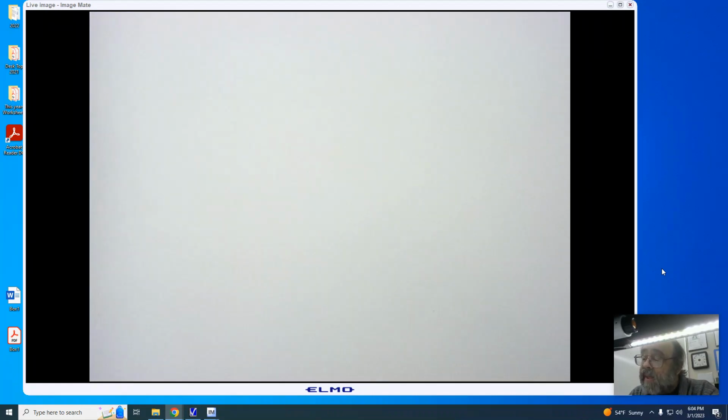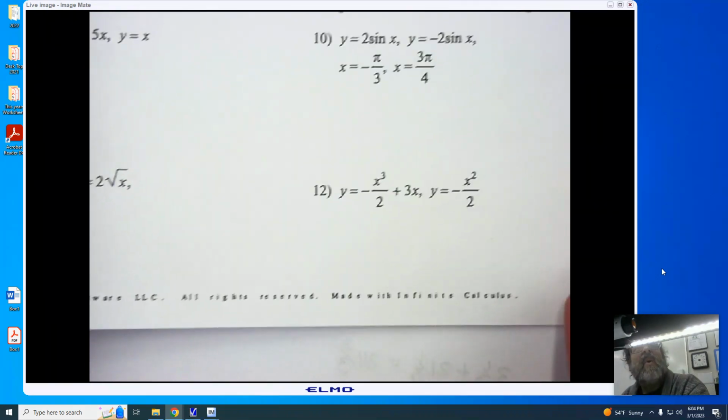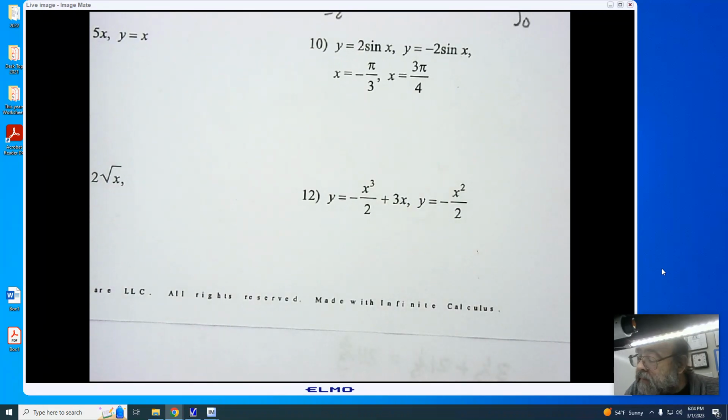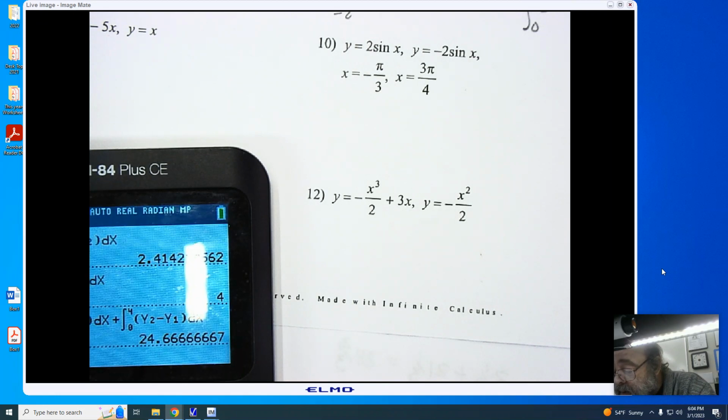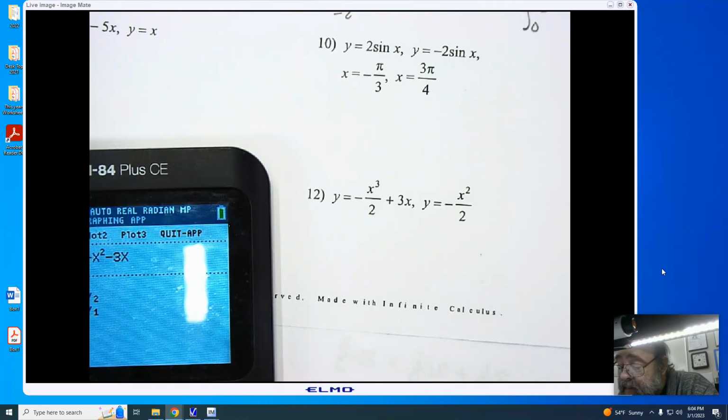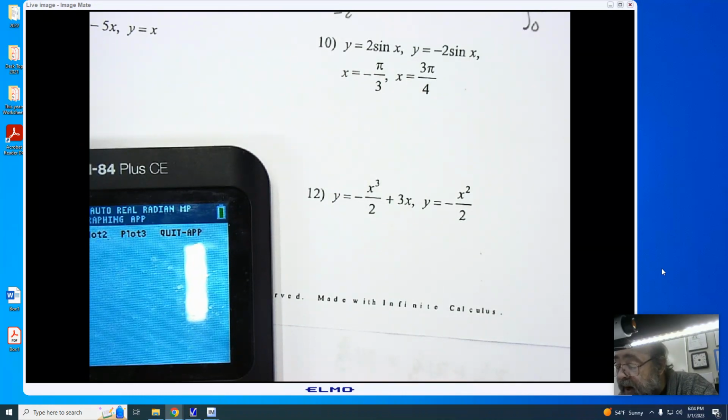Now the last problem that we're doing today is number 12. Let's just take a quick look at number 12. Once again, we're going to put this into our calculator. Y equals, I'm going to just clear all of that out, so I just start fresh.